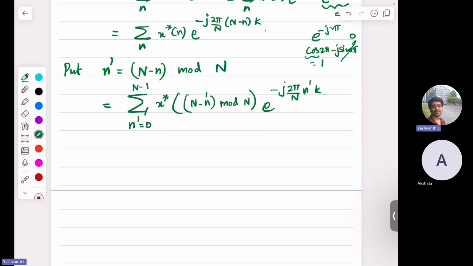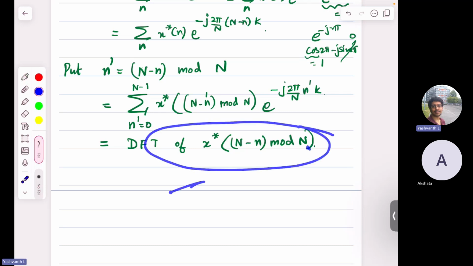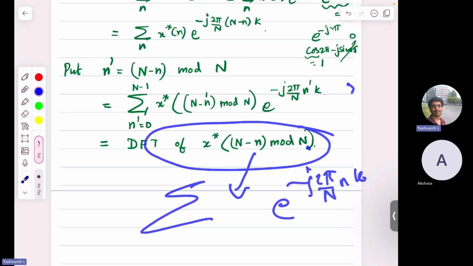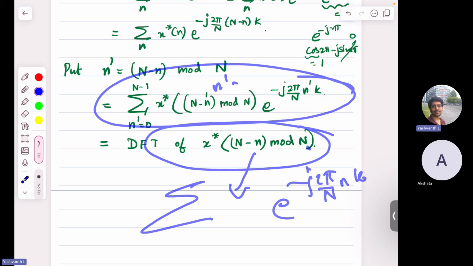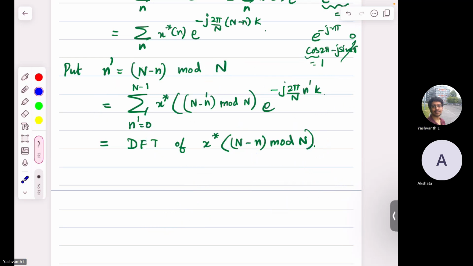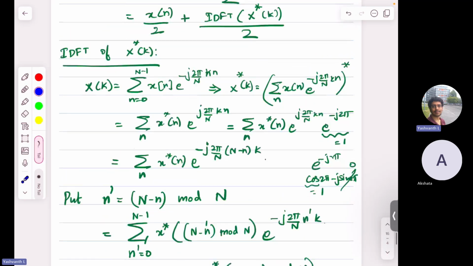Now what is this? It is the DFT of x conjugate of (N minus n) mod N. Is it clear? If I want to compute the DFT of this, you take the summation over this into e power minus j 2 pi by capital N and k. That is exactly this, right? Just that n dash is now treated as n. So this is nothing but the DFT of x conjugate of (N minus n) mod N. But what is this? X of k.